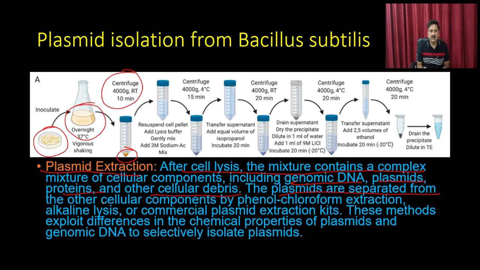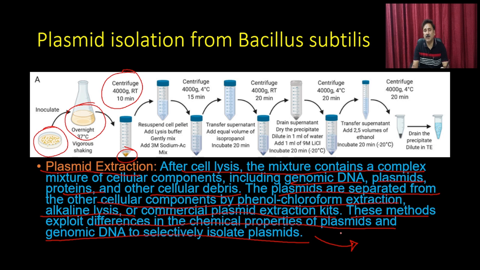The plasmids are separated from the other cellular components by phenol chloroform extraction, the alkaline lysis method, or commercial plasmid extraction kits. These methods exploit the differences in the chemical properties of the plasmid and the genomic DNA to selectively isolate the plasmid. So, all these we are anyway going to discuss when we discuss plasmid isolation from E. coli in our subsequent lectures, and at that time it will be more clear to you that the initial steps could be different between E. coli and Bacillus subtilis, but the subsequent steps are going to be the same.